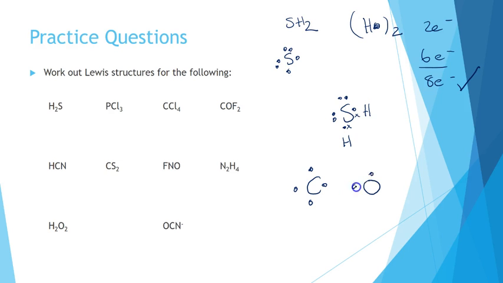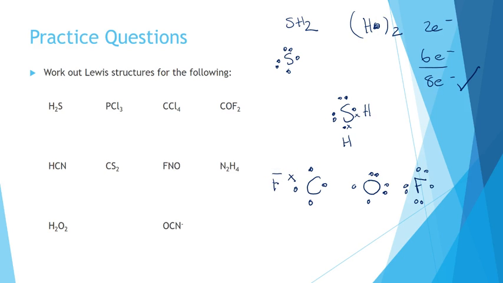Oxygen: 1, 2, 3, 4, 5, 6. Fluorine, it's a halogen, so we're going to have 7. Okay, now, first things first. Carbon has the most single bonds that it needs to form, so let's put fluorine next to it.